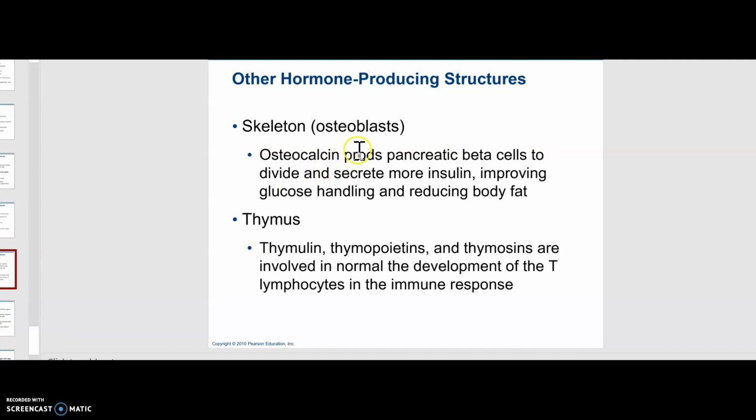Skeleton, osteocalcin, okay, prods beta cells to divide and secrete more insulin, okay. Osteocalcin, there's an osteonectin. This also assists in the calcium deposition in bone. The thymus gland, thymopoietin, remember the making of the T cells, T lymphocytes, important in that particular aspect. Again, go back and study in immune for this and in the skeletal system for this.